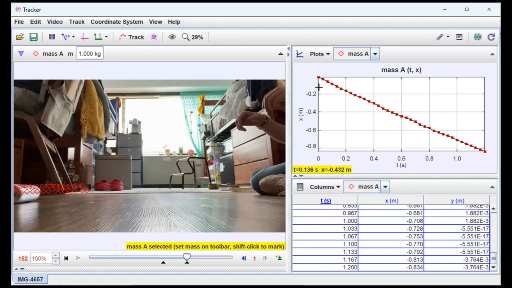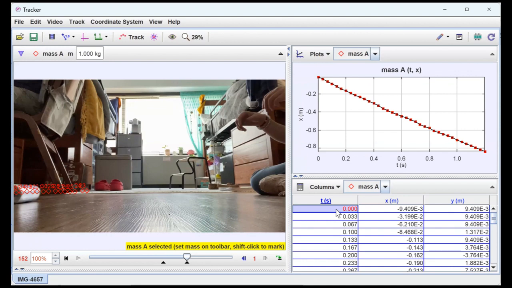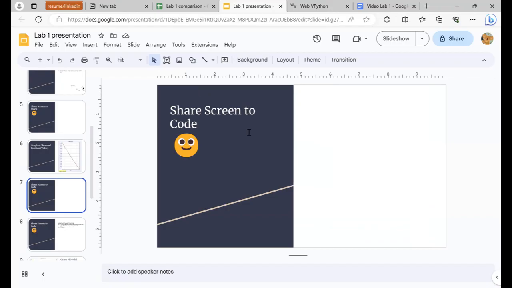Okay, awesome. So here we have 0, it starts at, and the x position is on the negative because that's going from right to left. We see here that my time starts at 0, and I'll end up coding that as well. And I'll end up using this point and this point to create my velocity by finding the derivative of the position. Now I'm going to show the code.